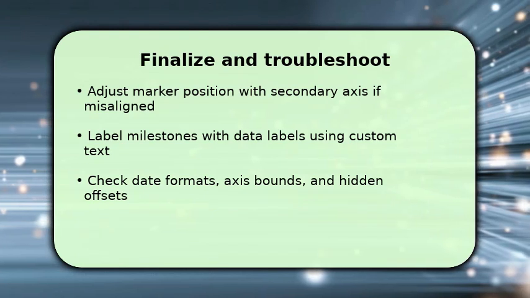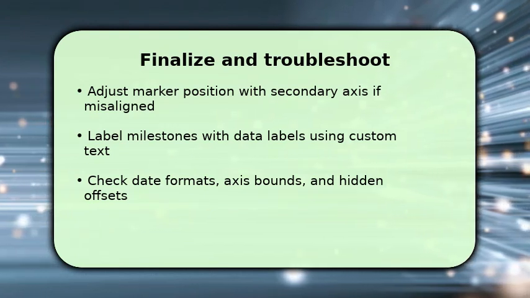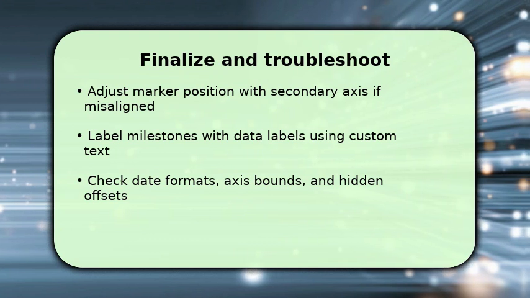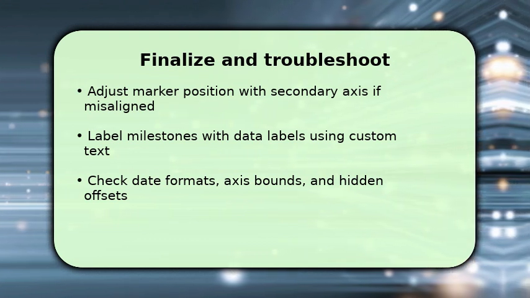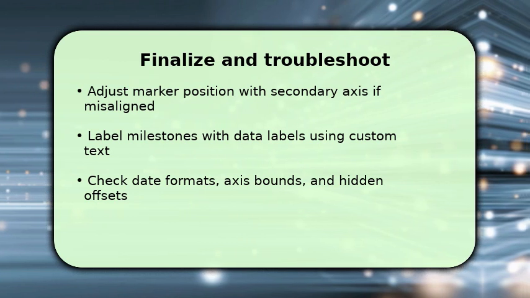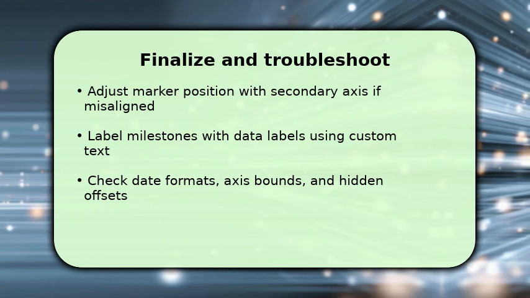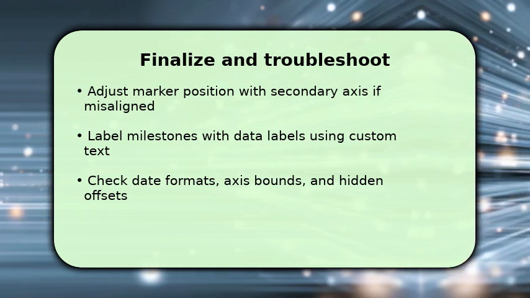Finally, polish the chart. Add data labels to milestone markers to show names or dates, adjust marker sizes, and tidy axis bounds so the timeline fits. If markers misalign vertically, switch the milestone series to a secondary axis and align the category axis or use precise Y values. This corrects offset issues.